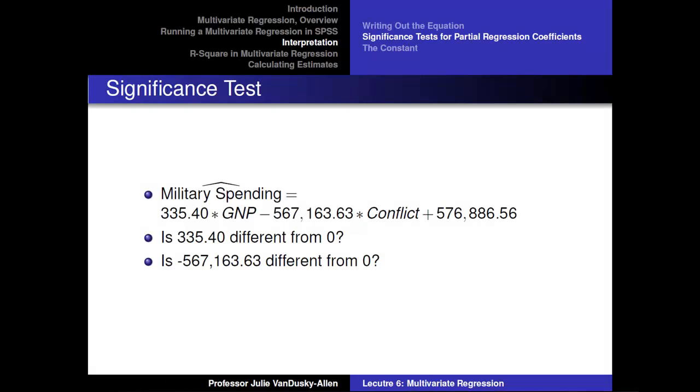So to show you how to interpret the significance test for B hat, I will use the multivariate regression analysis from early in the lecture. Recall our regression equation was military spending hat equals 335.40 times GNP minus 567,163.63 times conflict plus 576,886.56. So we want to know if 335.40 is different from 0, and we want to know if negative 567,163.63 is different from 0.